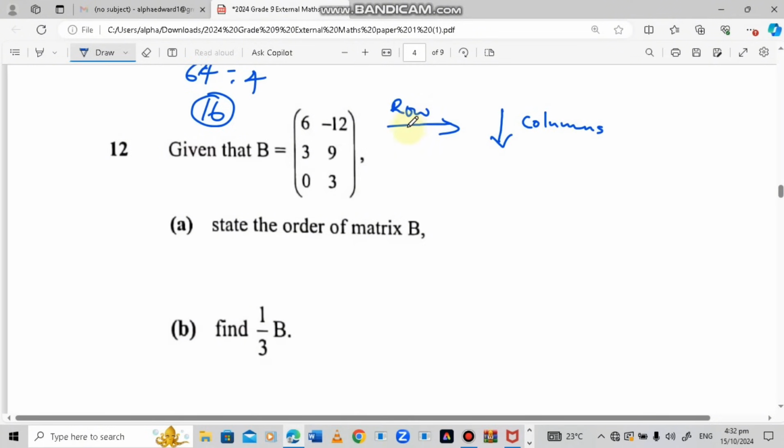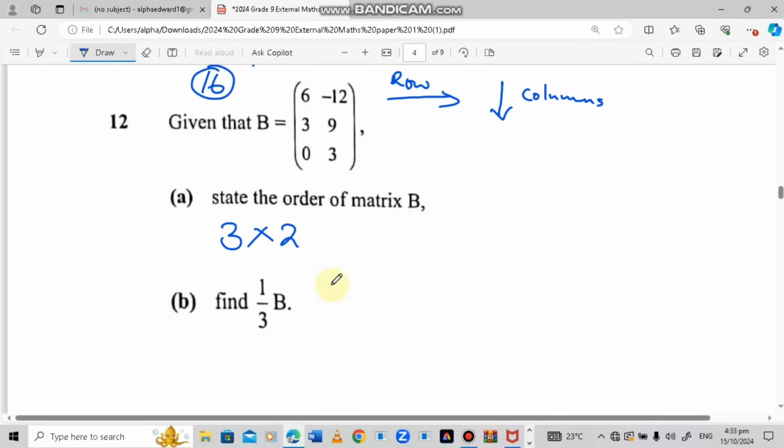So in this case, we have 1, 2, 3. So we have 3 rows, then times how many columns? 1, 2. So we have 2. So it's a 3 by 2 matrix. So this is the order of this matrix.